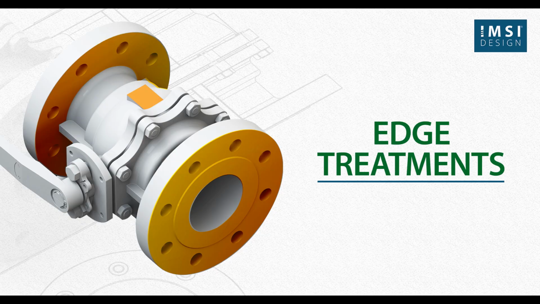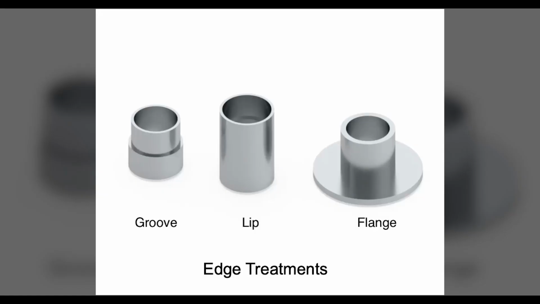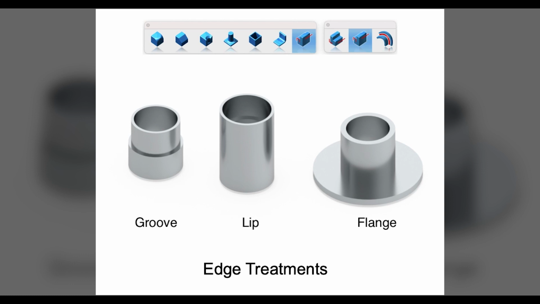Edge treatments. Edge treatments add or remove material based on user-supplied parameters and are associated with the edge of a part. The edge treatment tools are located at the end of the feature tool palette. There are 3 edge treatments Platinum supports, which are lip, groove, and flange.